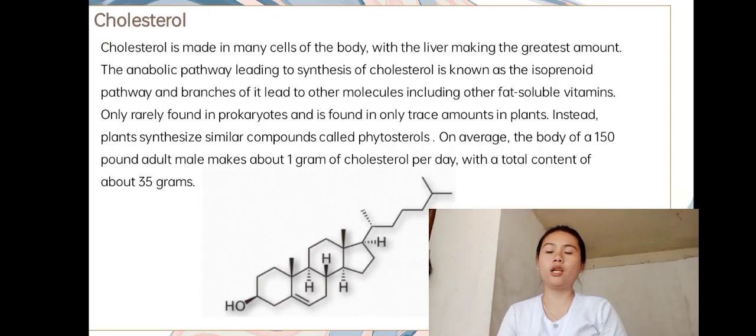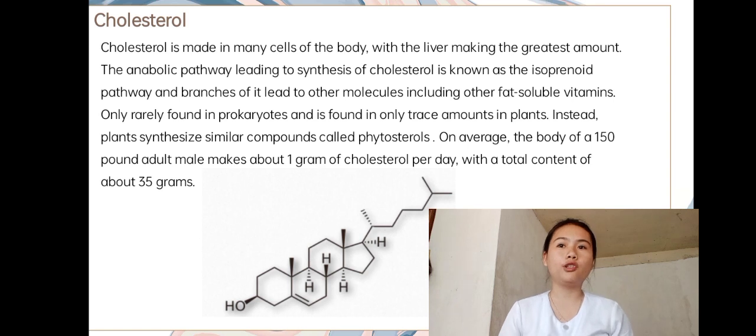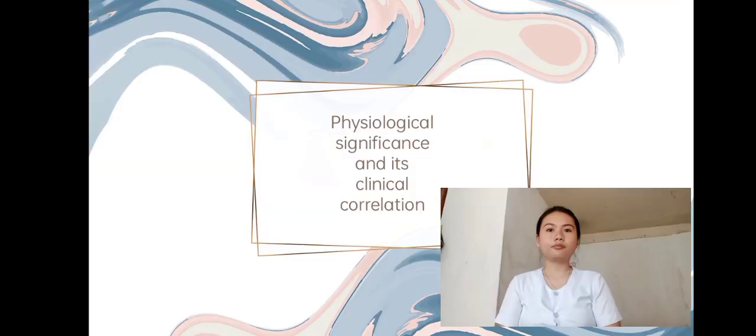So, cholesterol. Cholesterol is made in many cells of the body, with the liver making the greatest amount. The anabolic pathway leading to the synthesis of cholesterol is known as the isoprenoid pathway, and branches of it lead to other molecules, including fat-soluble vitamins. So, mauna tutanan ang lipid-related system, ang iyang functions, structure, and classification.